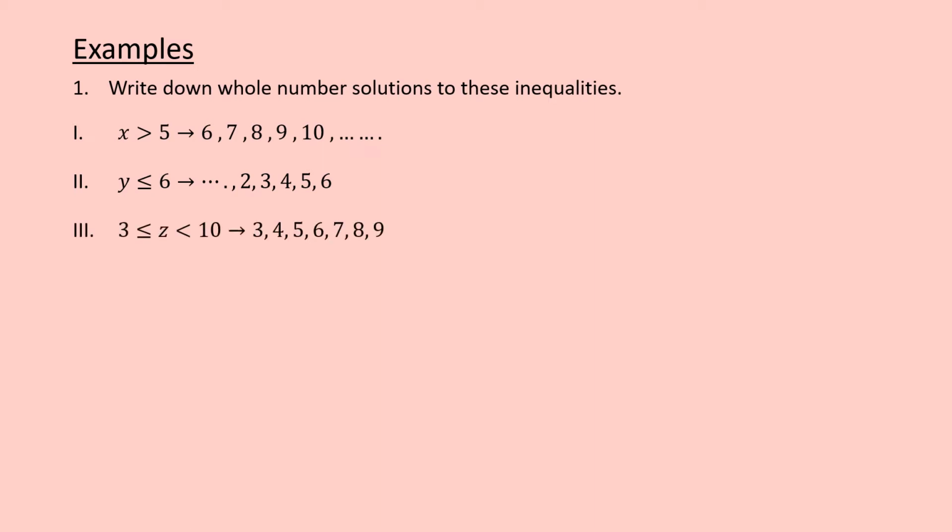Third one. This means z can equal 3 but not equal 10. z lies from 3 up to but not including 10. So the whole number solutions will be 3, 4, 5, 6, 7, 8, and 9.